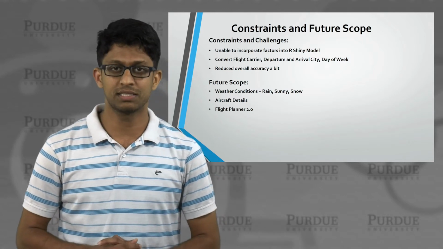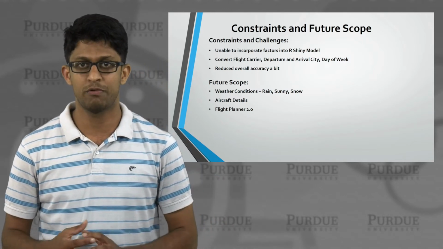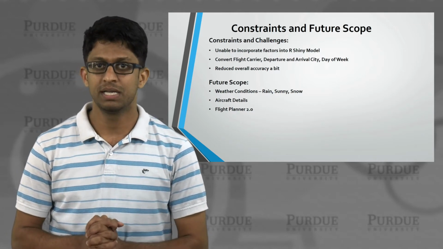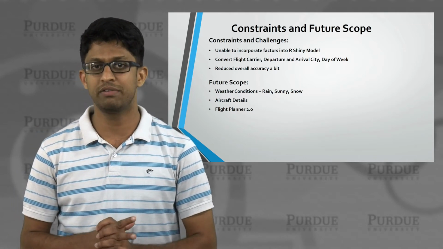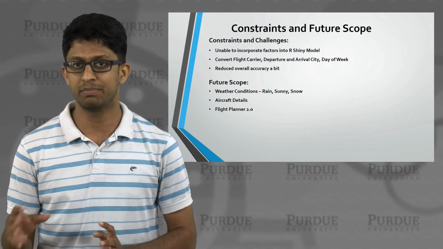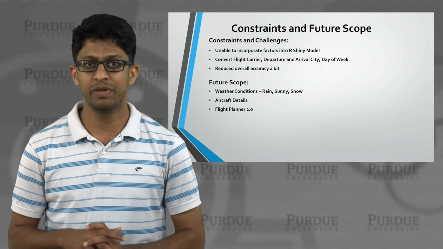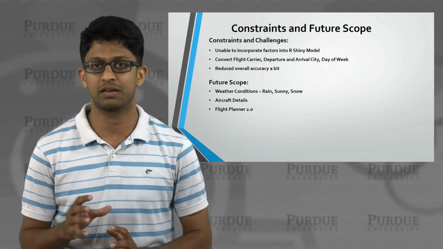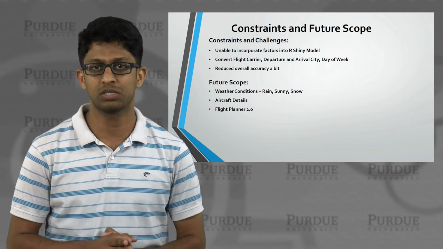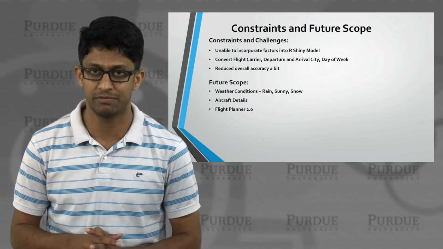Now let us look at the constraints, the challenges, and the future scope of our analysis. The biggest constraint while developing the Shiny app was that a few factor variables, which were quite useful in predicting the flight delay, could not be incorporated into the Shiny app model. The way we overcame that was to convert all those factors into numerical features.